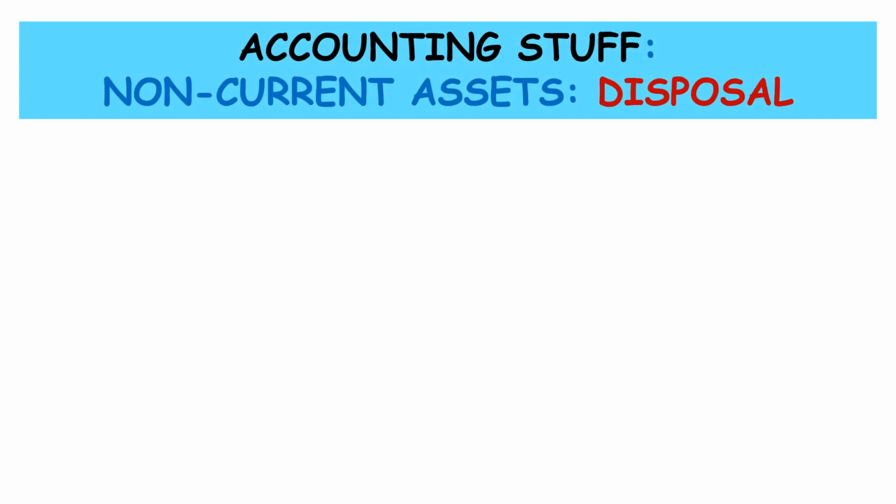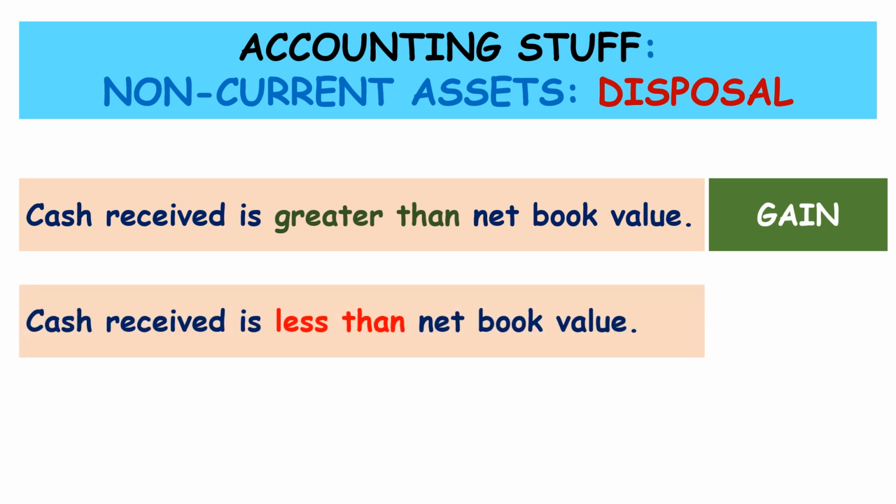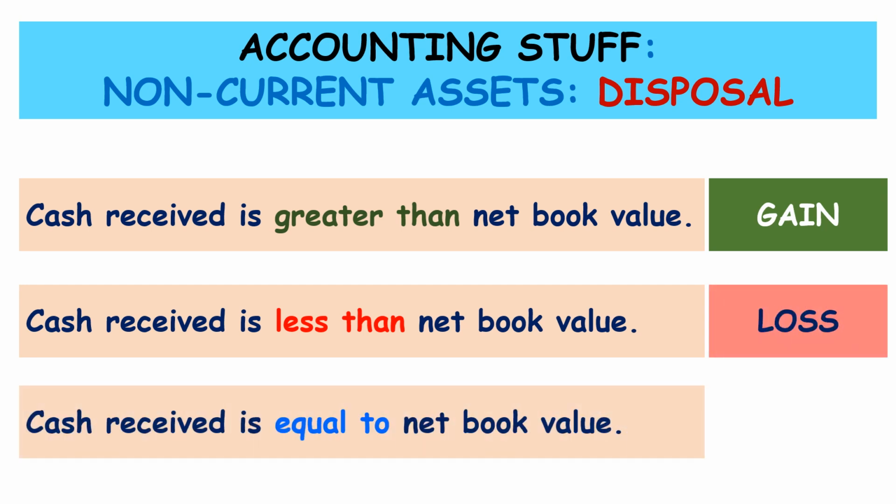So when an asset is sold, it can result in three situations. One, cash received is greater than the net book value. If cash received from the sale is greater than the net book value, there will be a gain on disposal. If cash received is less than the net book value of the asset, there will be a loss on disposal. And if cash received is equal to the net book value of the asset, there will be no gain or no loss. In this video, we are going to give you an example of a gain and a loss.